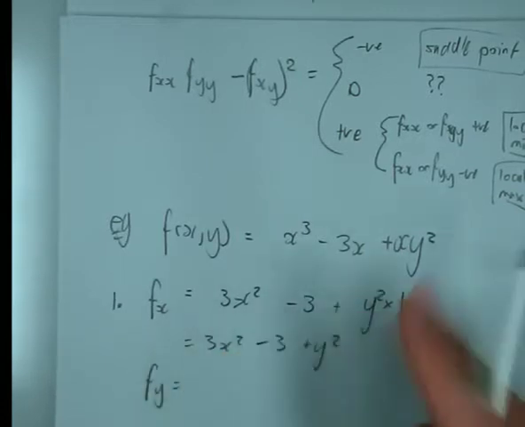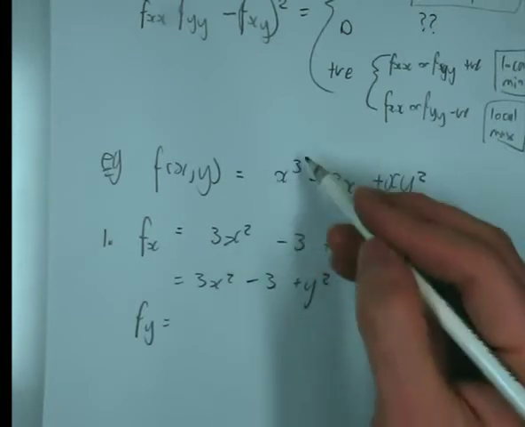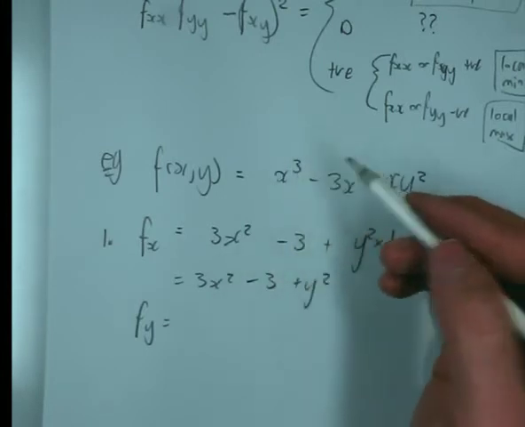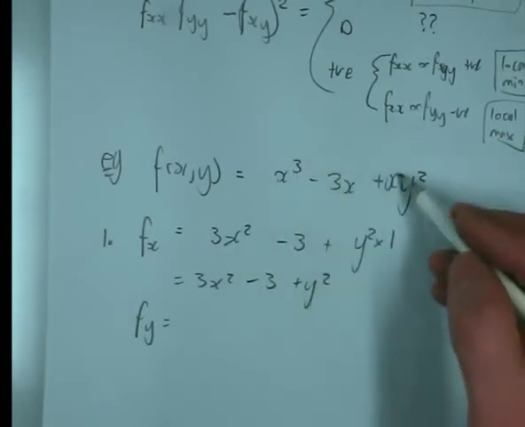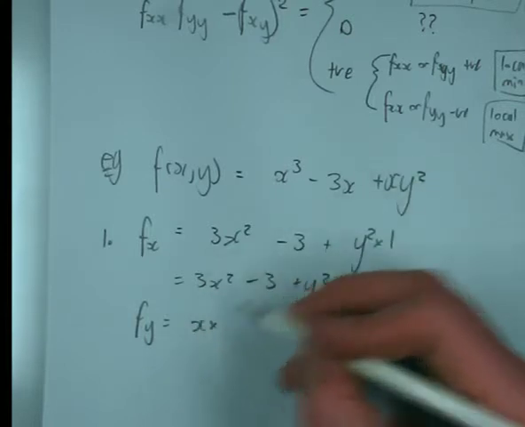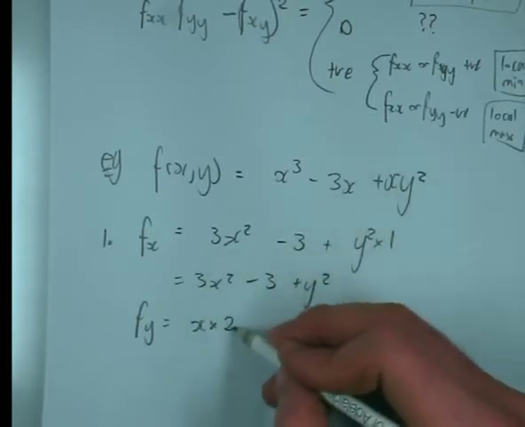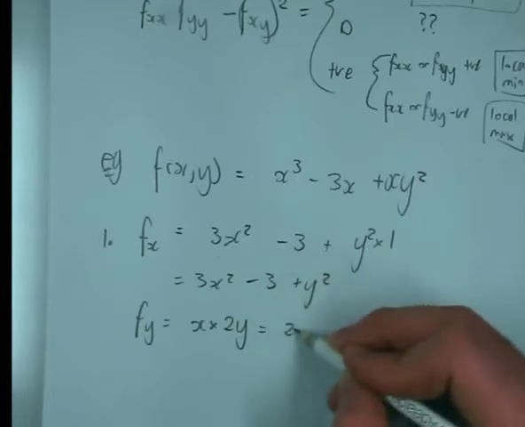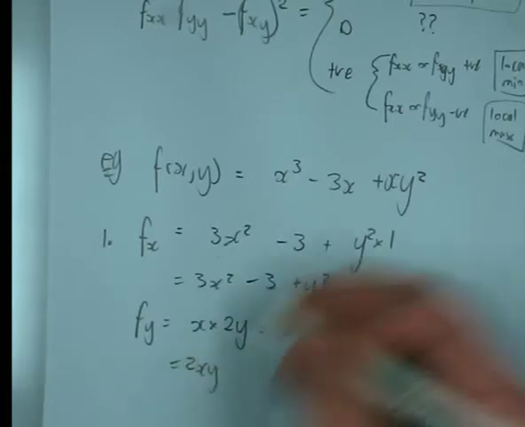And fy, let's see, that doesn't involve y, so it's a constant, so it disappears. X is a constant multiplied on, so it'll still be there. The derivative of 2y, y squared would be 2y, so we get 2x, 2xy.